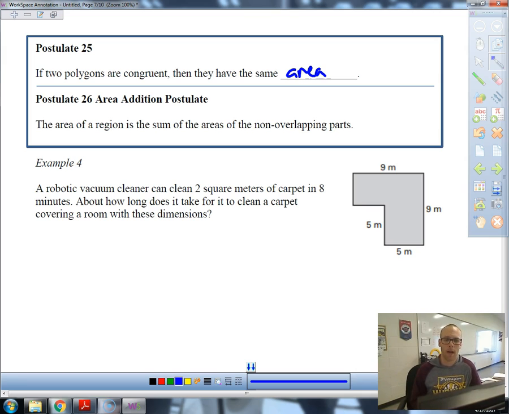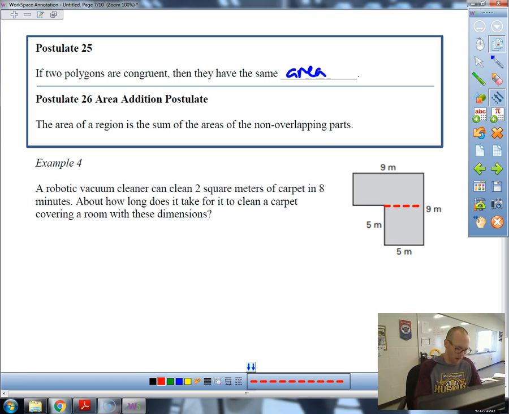So I want to use the area addition postulate to split this region into non-overlapping parts that I can find the area of each. There are a few different ways you can do that. Some students like to split it like this. Some students like to split it like that. Doesn't make a difference to me which one we do. I'll go with the first one that I drew.